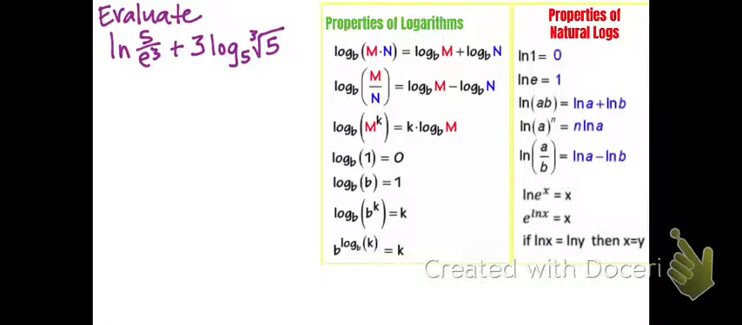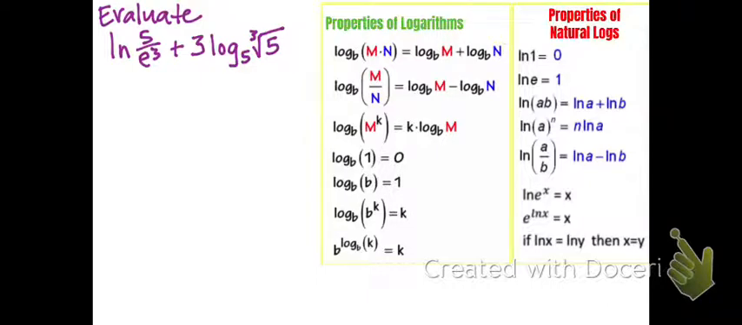Here we are given an expression and we're asked to evaluate it. So this expression, notice, has ln, the natural log, and also log. So we are going to be using a combination of these properties up on the right. So first let's look at the natural log of 5 over e to the third.